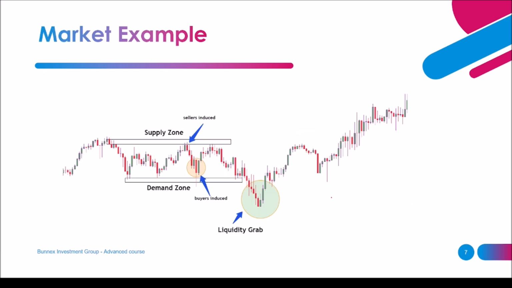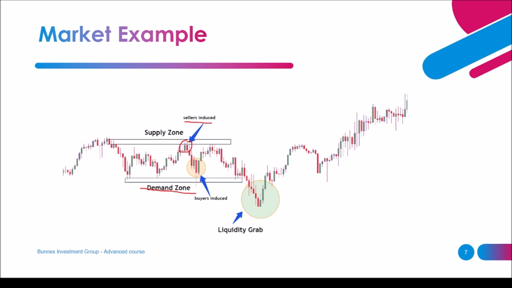Let's have a market example. So this is a point whereby the market was oscillating. We can see this supply zone and this demand zone. So within this space, we were accumulating traders. So buyers were induced at this point, as well as sellers were induced at this point, right?